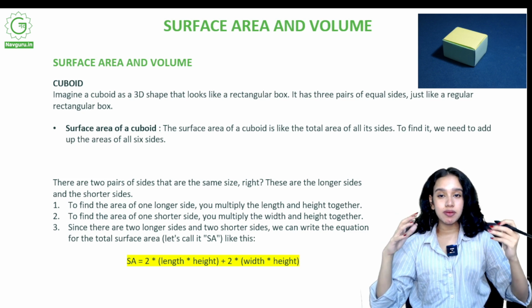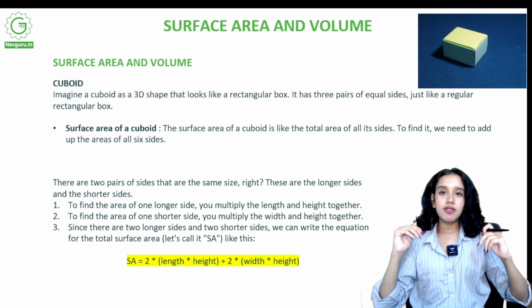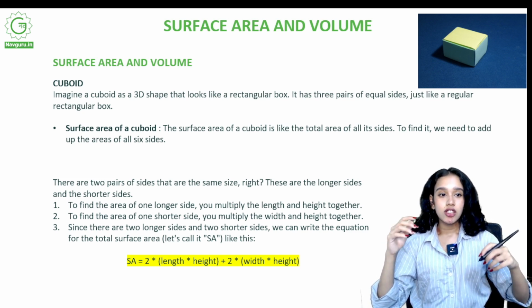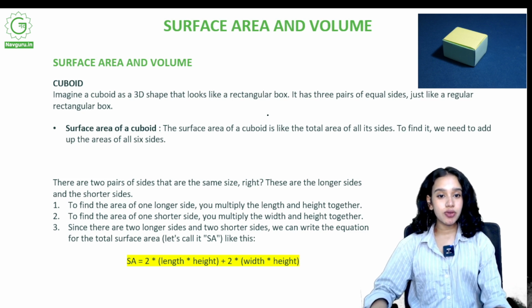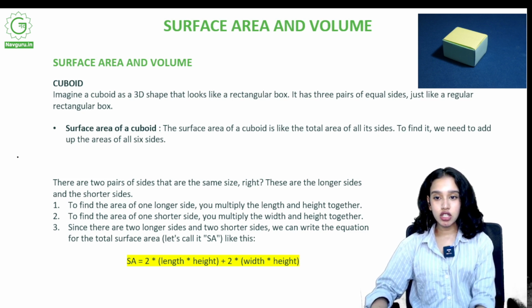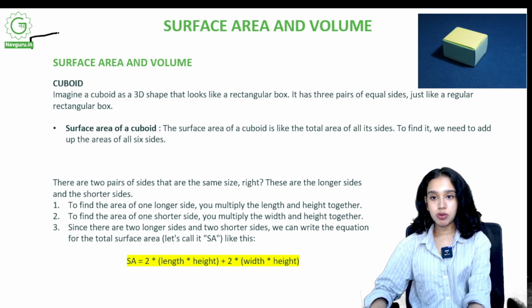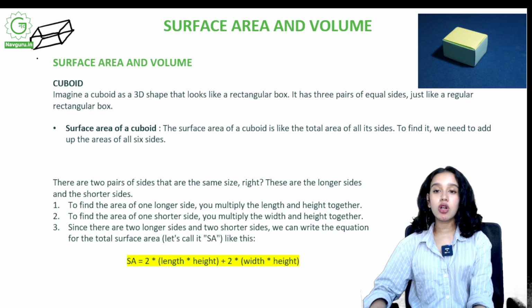So, how do you actually calculate the surface area and volume of this? First of all, surface area of a cuboid is the total area of all its sides. When we are taking a cuboid, this would be a rectangle, right? Behind the back face would also be a rectangle, and it would be connected by other faces. It also has 6 faces just like the cube, right?